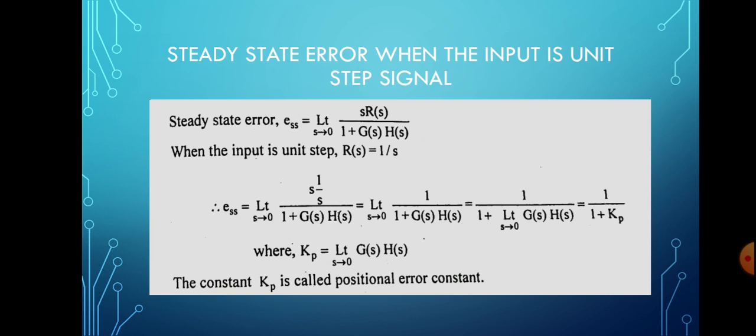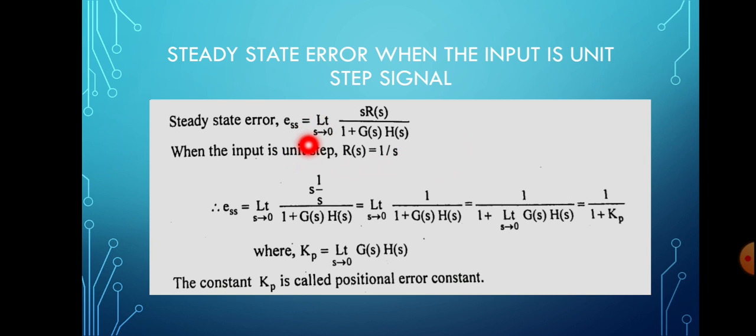So next is the steady state error when the input is unit step signal, and this is a university question. That means it is asked that you have to find out the steady state error when the input signal is unit step signal. So here the input is represented by the letter R(s), that is a unit step signal, that is r(t) will be 1 and R(s) will be 1 by s. Okay. So you are asked to find out the steady state error.